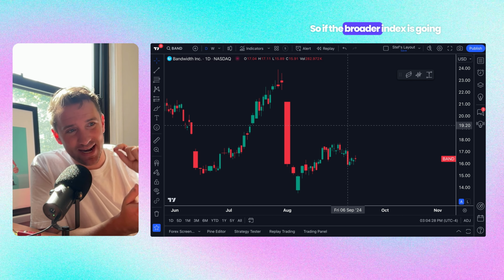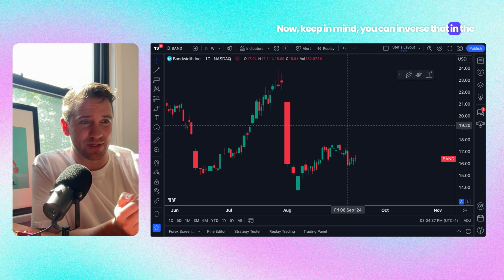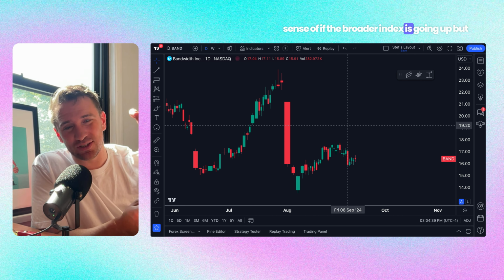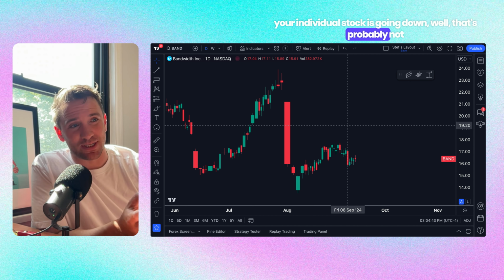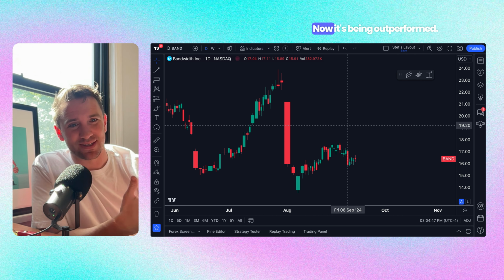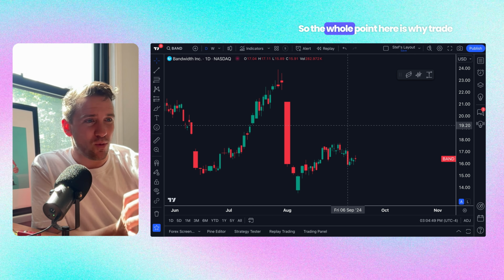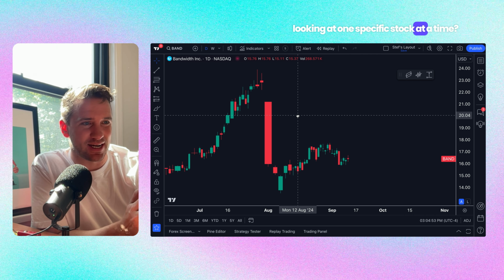So if the broader index is going up, there's a higher probability that the individual stock may also be going up. Now, keep in mind, you can inverse that in the sense of if the broader index is going up, but your individual stock is going down, well, that's probably not a good thing, because everything else is going up and your individual stock is going down. Now it's being outperformed. So the whole point here is, why trade looking at one specific stock at a time?